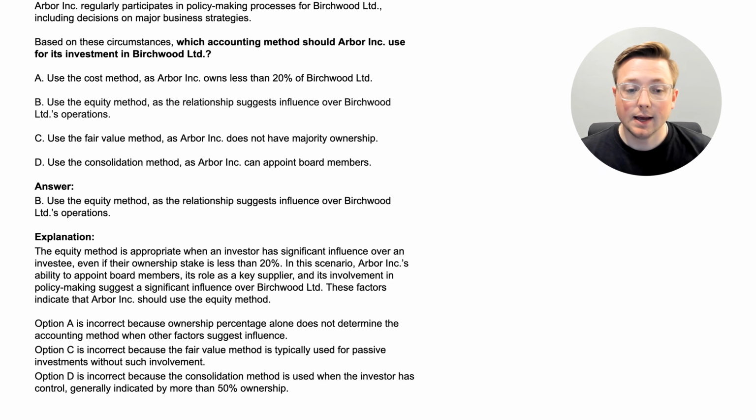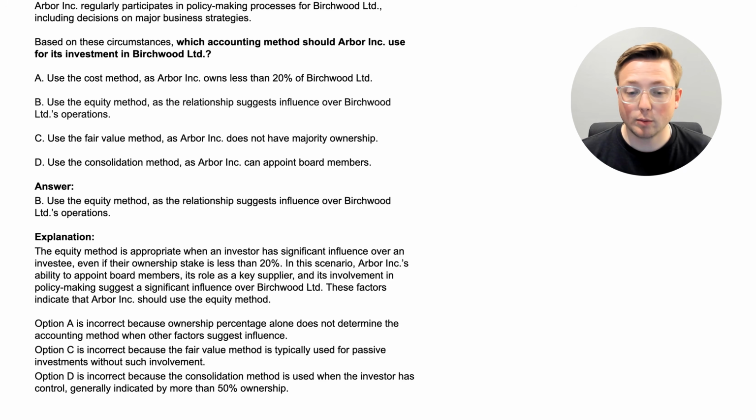So let's walk through this. The equity method is appropriate when an investor has significant influence over an investee. So overall, the idea here is not just this 20% or 50% ownership rule, it is significant influence. That's what you want to be looking for. Of course, 20 to 50% is usually an indicator, but that's not the only reason.